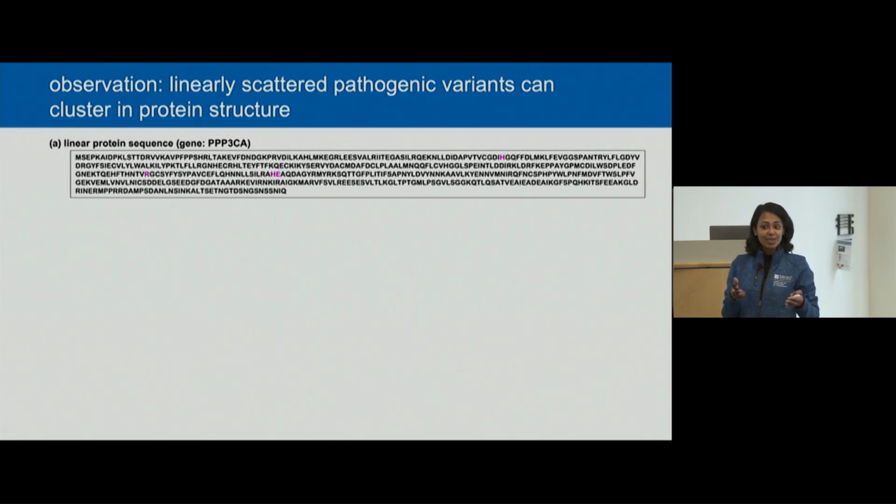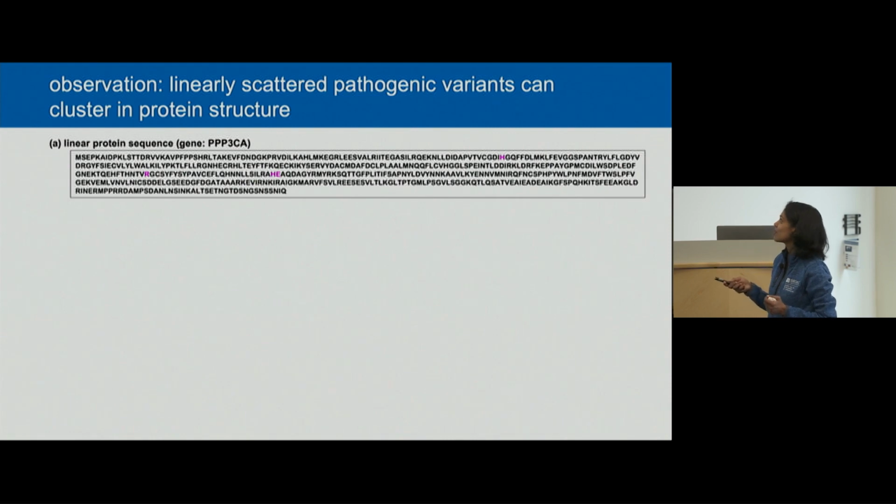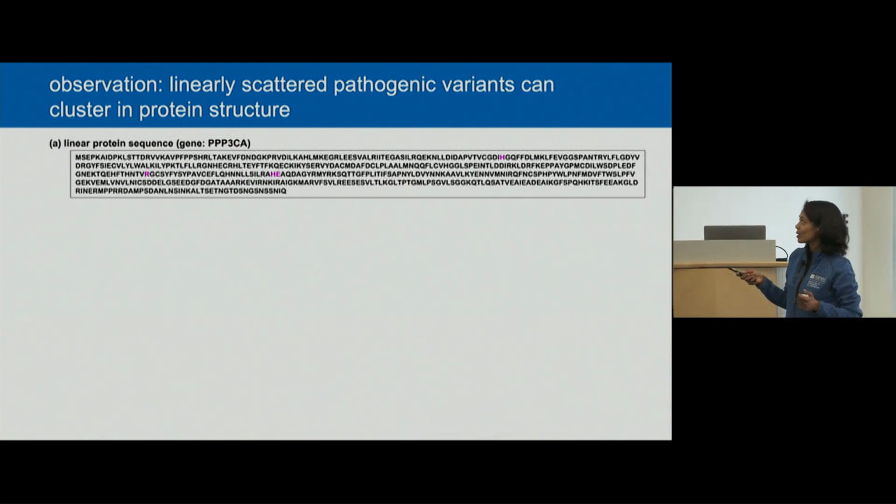With that, the other observation that I had, the first one I just finished, and the second observation: through some independent case studies, I have observed that linearly scattered pathogenic variants can cluster in protein structure.